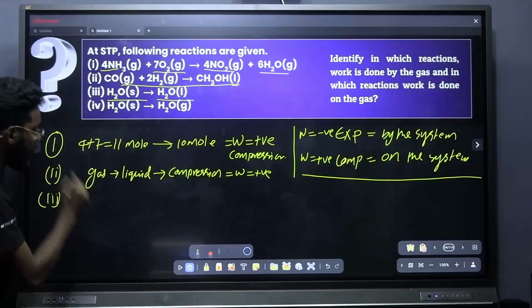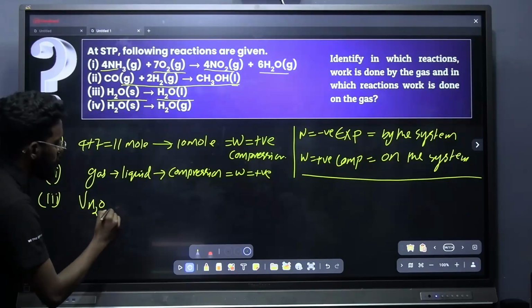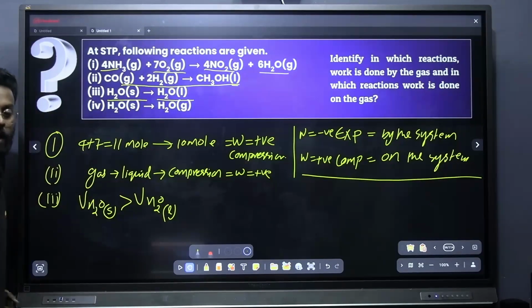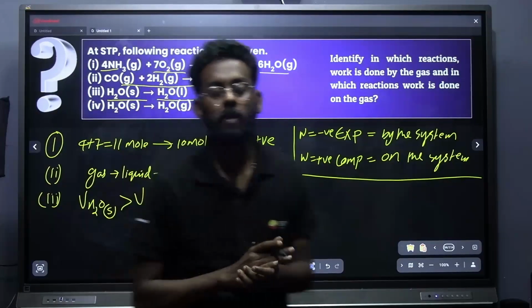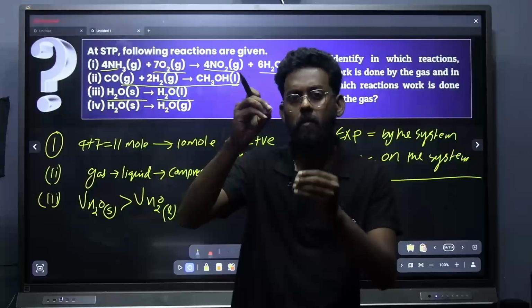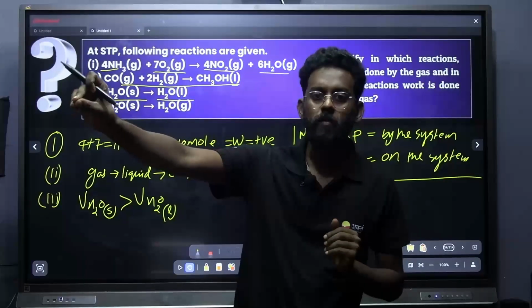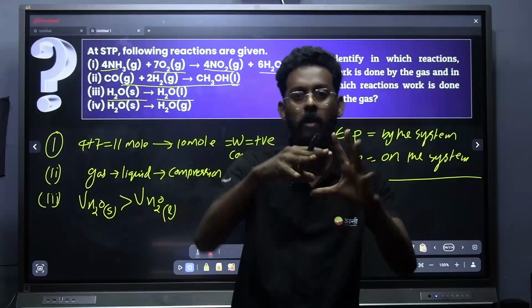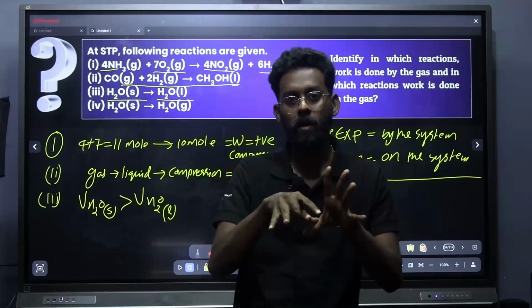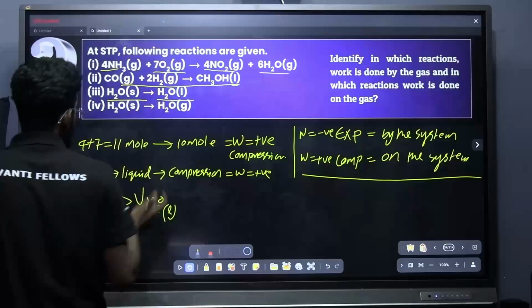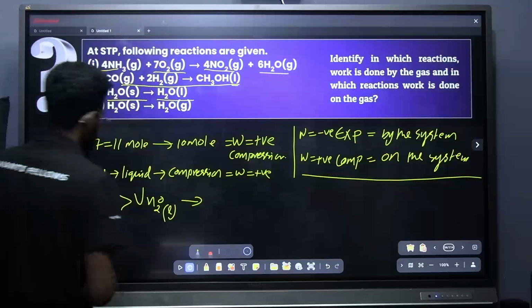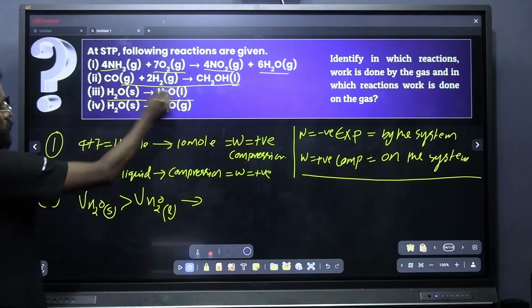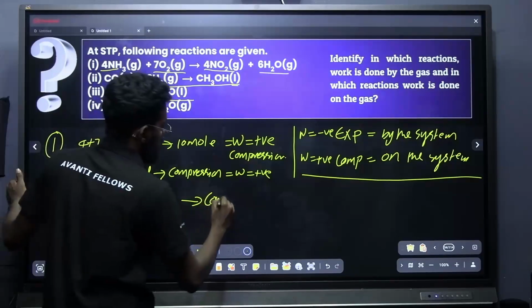In the case of water, due to hydrogen bonding, the volume of H2O in the solid state is greater than the volume of H2O in the liquid state. If you take a bottle of water which is almost filled and keep it in the freezer, after some time you will get ice which completely fills the bottle, right? Which means the volume is expanding because of hydrogen bonding. So the volume of solid is higher. So if it goes from solid to liquid, volume is decreasing, right? Which means it is compression.